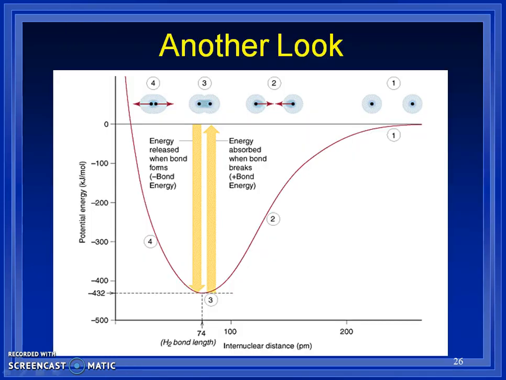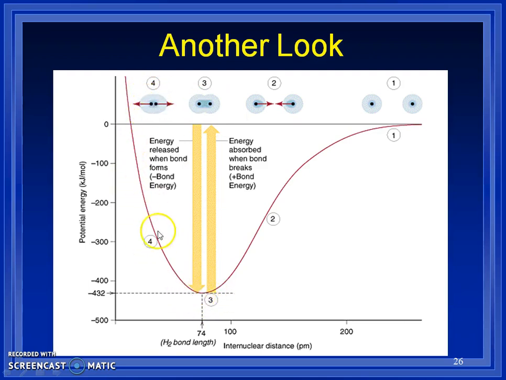This is another way of looking at it. Again, we have our atoms too far apart. They're not making a bond at all. Again, they get closer together, but at some point they get so close together at a perfect distance that they make that bond in the lowest amount of energy.